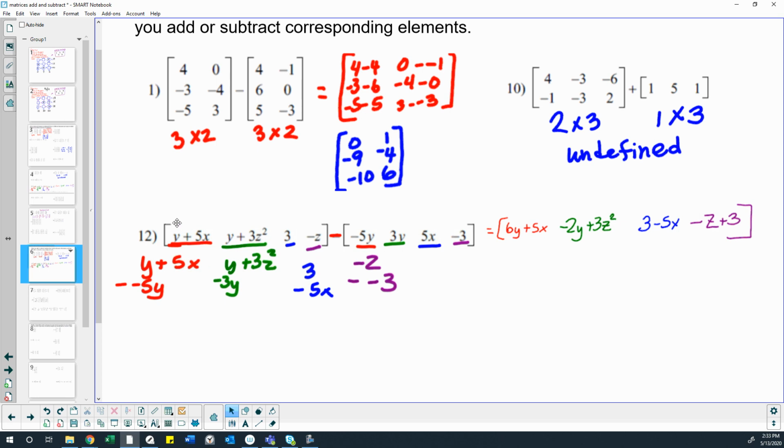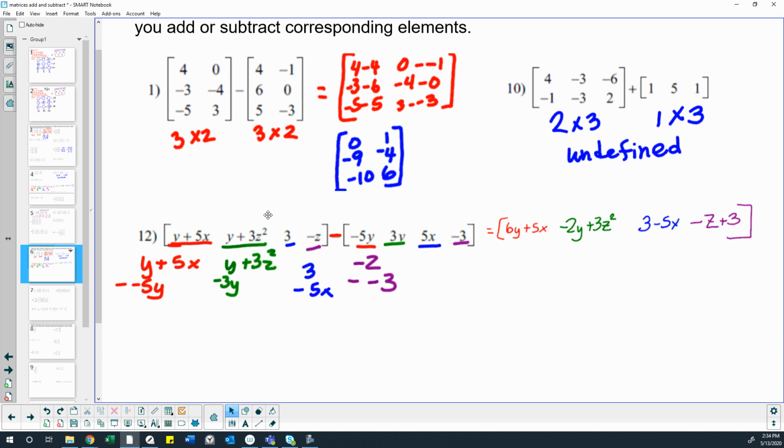So in this case, we're doing y plus 5x subtract -5y. So to show the work here, we have y plus 5x minus -5y. That means we're adding y plus 5y. And then we have that extra 5x. So the answer is 6y plus 5x.